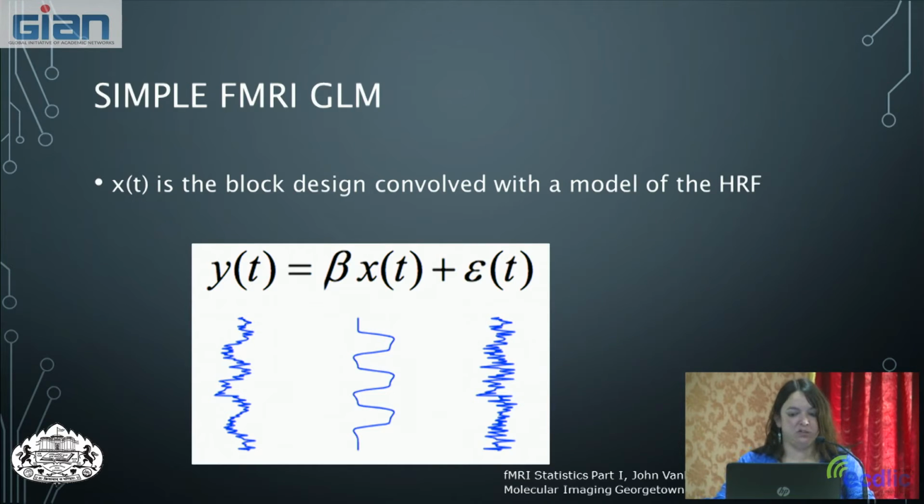This kind of visually shows it. So if our observed signal looks like this vertical signal on the left, our predictor is this block of turning on and off, and we're going to use this beta to tell us how well our observed data fits to our predicted data.